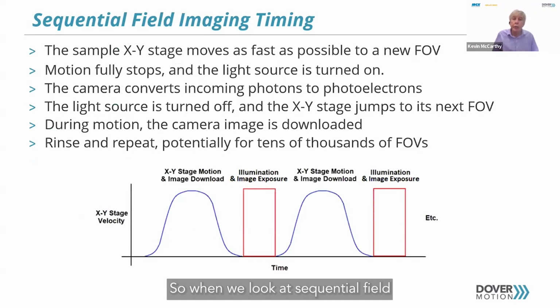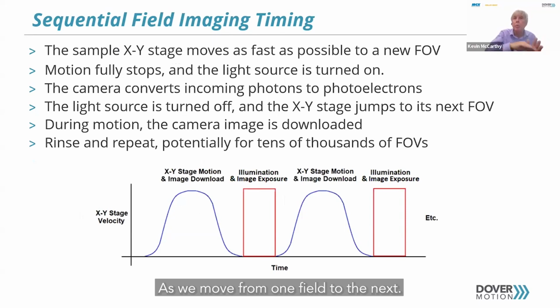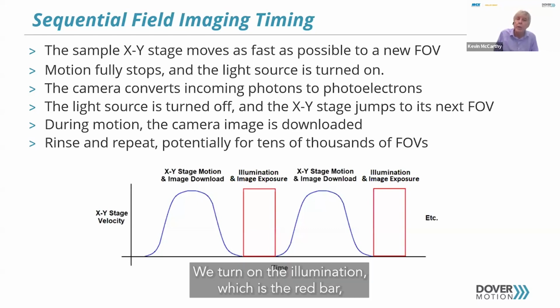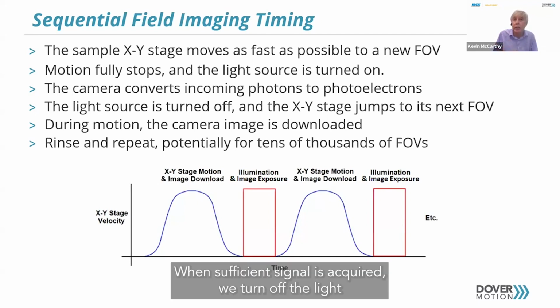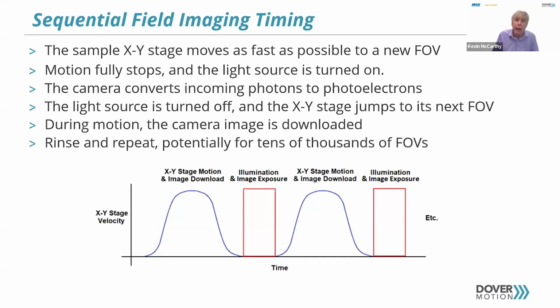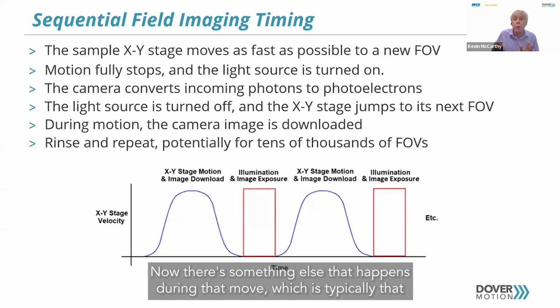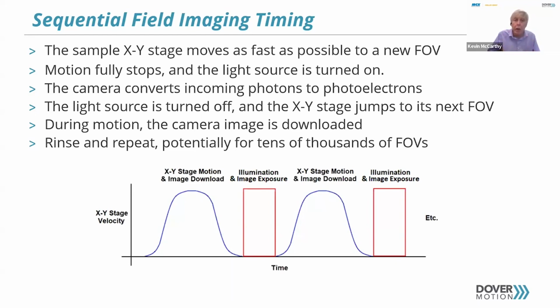So when we look at sequential field imaging, in the illustration below, the blue curve would be velocity versus time as we move from one field to the next. When we settle into the new sample position, the stage is fully stopped, we turn on the illumination, which is the red bar, and we begin integrating the photoelectrons. When sufficient signal is acquired, we turn off the light and we race like crazy to get to the next field of view. Now, there's something else that happens during that move, which is typically that the image is downloaded from the camera. And then this is repeated over and over again.